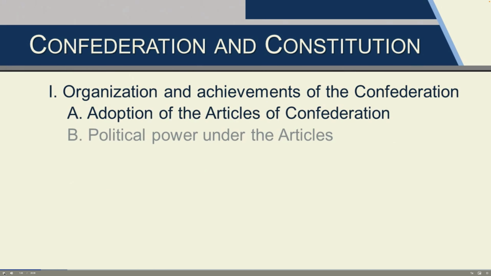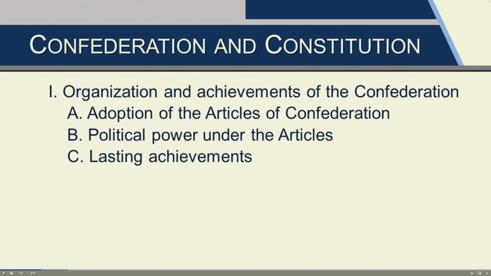Okay, today we're going to go over the organization and achievements of the Articles of the Confederation. We'll talk about how the Articles of the Confederation came to be ratified. We'll also discuss the powers that belong to the Congress and the states under the Articles. We'll also go over the greatest achievements of the Articles of the Confederation, the Northwest Ordinances of 1785 and 1787. Okay, so let's get started.